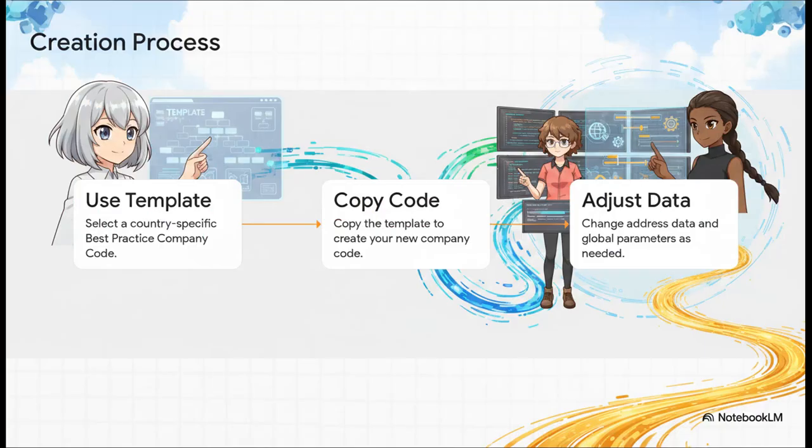This is going to save you a ton of time and, more importantly, help you avoid really costly mistakes down the line. The process is actually designed to be super efficient. You pick a template for your country, you copy it to create your new company code, and then you just go in and tweak the specific details. The real magic here is that copying brings everything over. The definition, all those crucial global parameters, and even the chart of accounts. It's a massive head start.